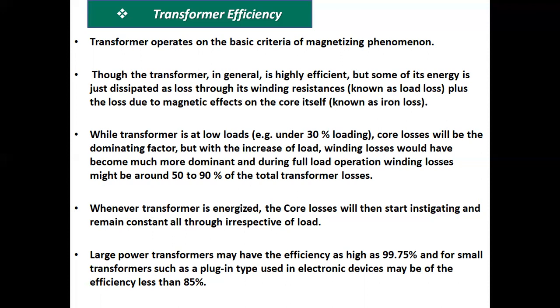Large power transformers may have efficiency as high as 99.75%. And small transformers, such as the plug-in type used in electronic devices, may have efficiency of less than 85%.